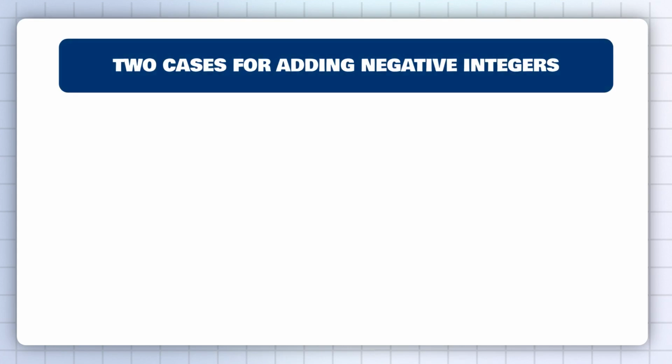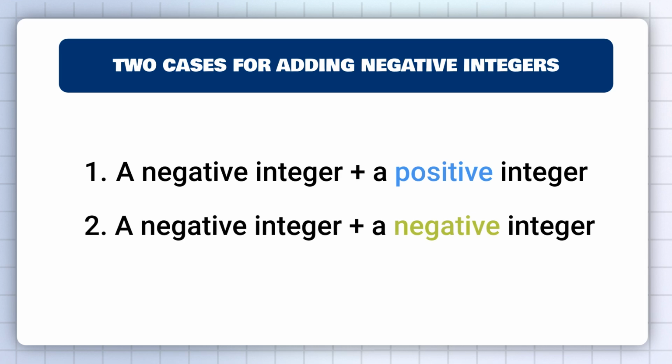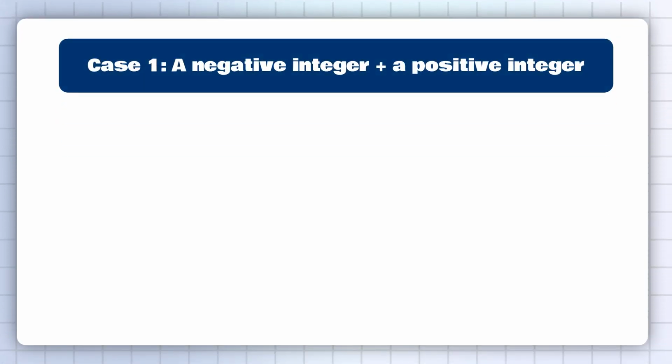When adding negative integers, we need to consider two main cases. 1. A negative integer plus a positive integer. 2. A negative integer plus a negative integer. We'll handle each case separately to grasp the rules and techniques involved. Case 1. A negative integer plus a positive integer.